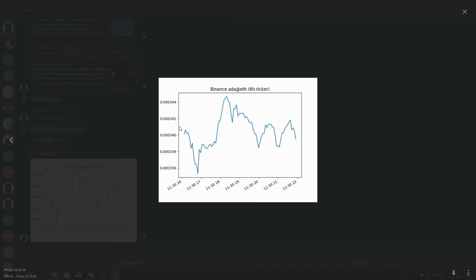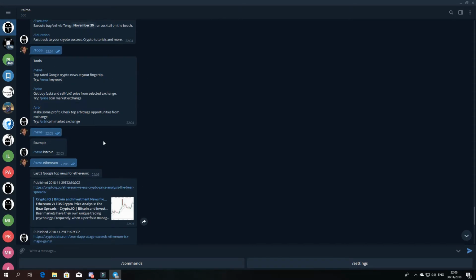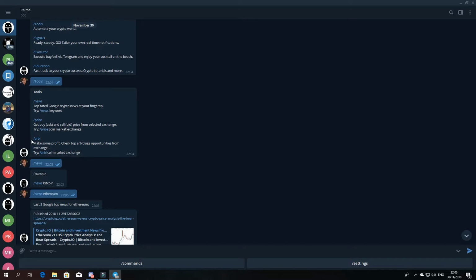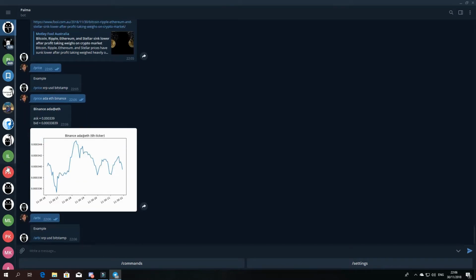Here I can just check the history and maybe predict where the price is going next. The last tool that we'll be looking at is the /RB. This tool can be used to check prices of a coin on different markets.